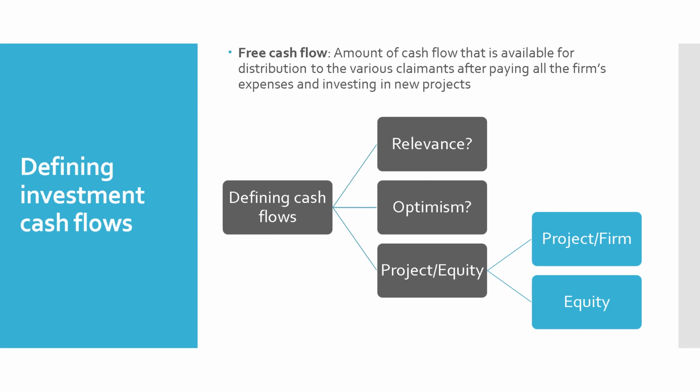As for equity free cash flow, it refers to the amount of cash flow available for distribution to the equity holders. The equity free cash flow will be defined in more detail in another video. We will now focus on calculating the firm or project free cash flow. Remember that when the free cash flow is obtained, the first step of our three-step process is over.